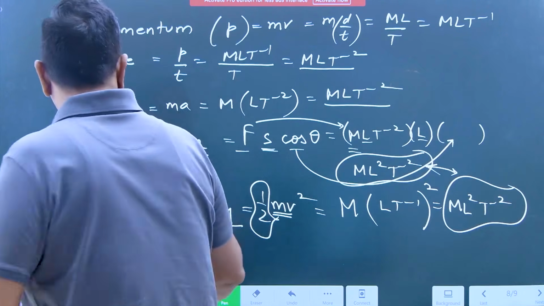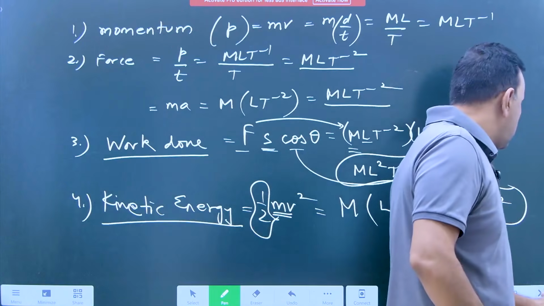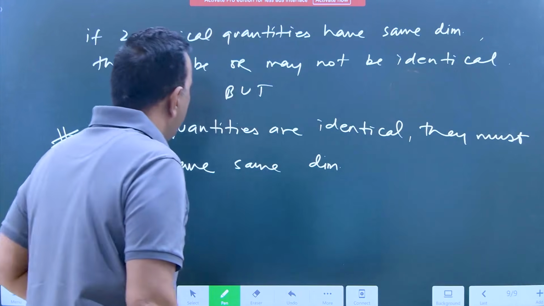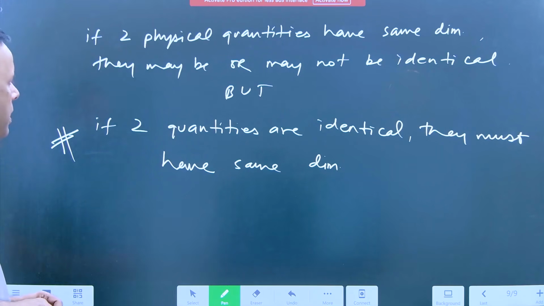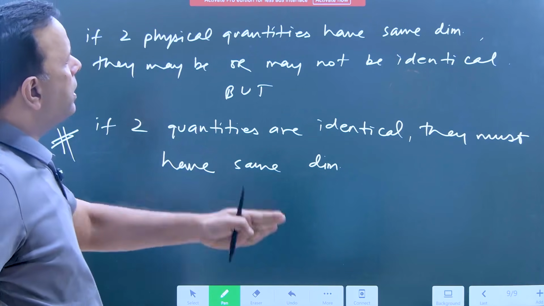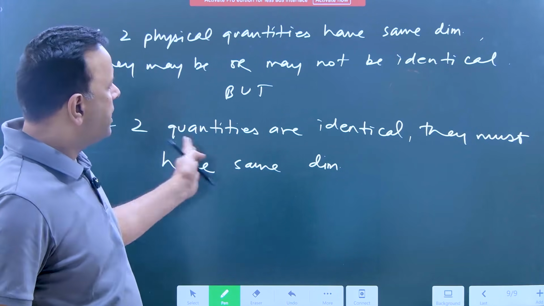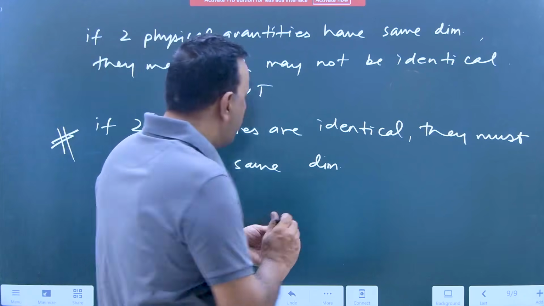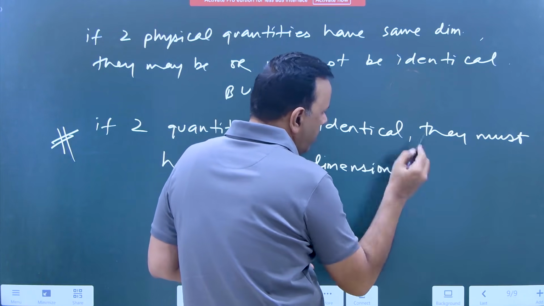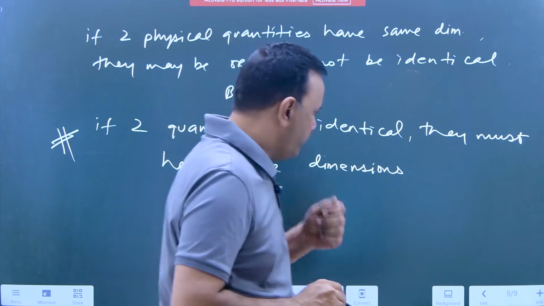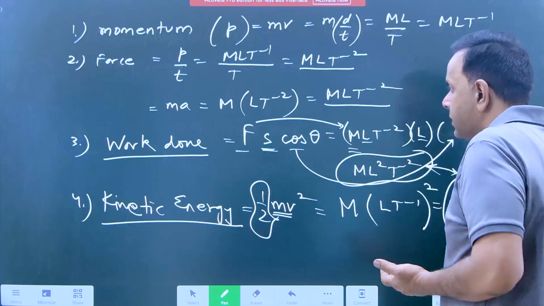So be very clear with these statements. If two physical quantities have the same dimensions, they may or may not be identical. But if two quantities are identical, they must have the same dimensions. Here I am writing DIM for dimensions. All right, let's proceed again.